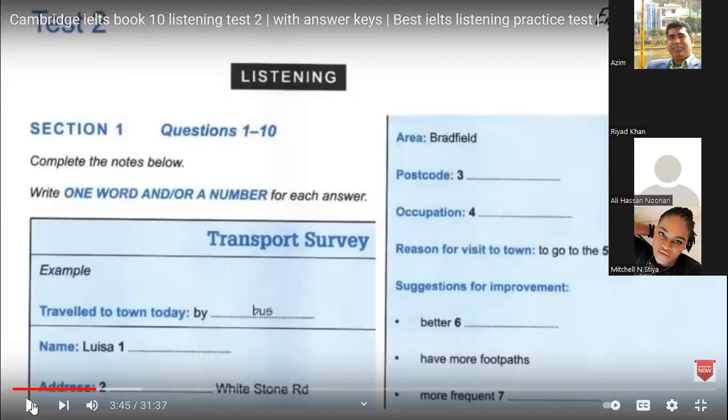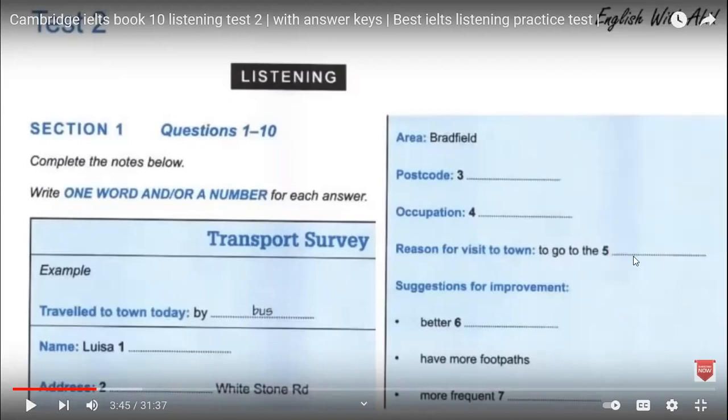Right. She has said here to see the dentist, but in the question you can see to go to the dentist. You have got the synonym of to see, to go. Is it okay right now? Yes. Okay, sir. Clear. Let's go forward. Okay. Thanks.